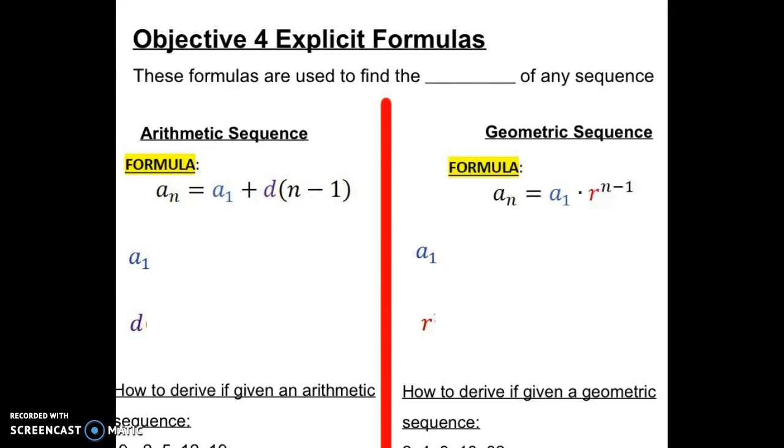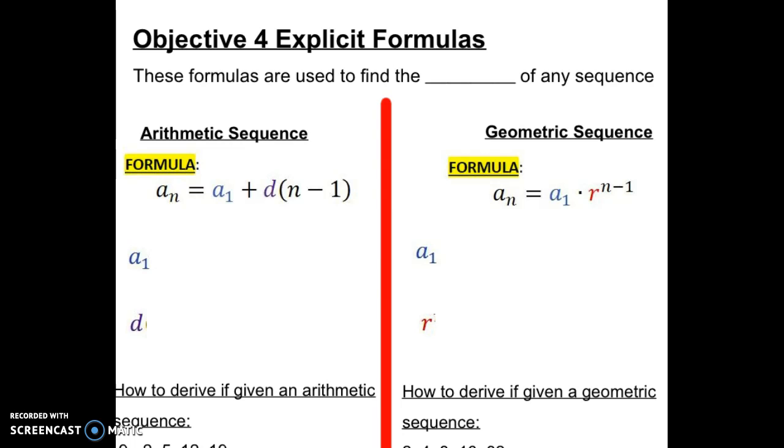The final objective for the day: explicit formulas. So far we have been able to learn about sequences in general, some terminology for sequences, and how to determine whether a sequence is arithmetic or geometric. Remember, arithmetic has a common difference, meaning they're adding the common difference. Geometric is a common ratio, meaning they're multiplying.